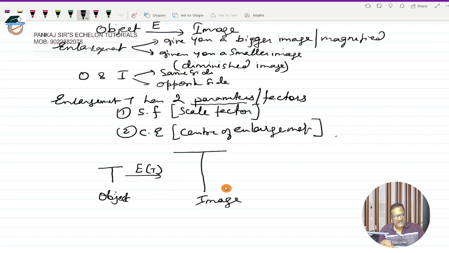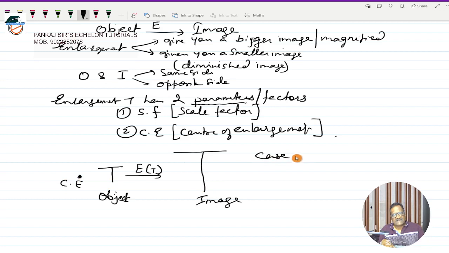Now this particular object and image may have a center of enlargement. Center of enlargement is a point. Suppose that point is somewhere over here. Now this is your center of enlargement. The center of enlargement is one of the parameters which you will always find in an enlargement between an object and an image.